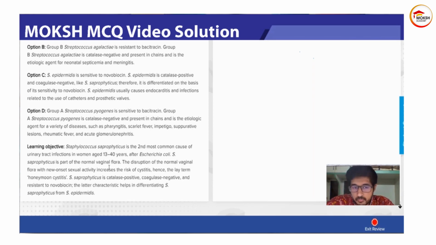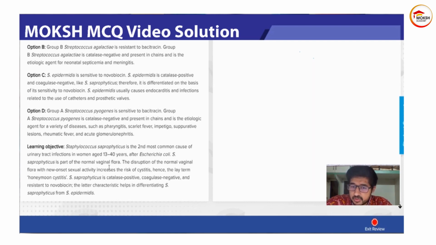Number one most common cause of cystitis or urinary tract infections is E. coli. Number two is Staphylococcus saprophyticus and not Streptococcus. Okay, not Streptococcus. I repeat, Staphylococcus saprophyticus. Then number three is Klebsiella.